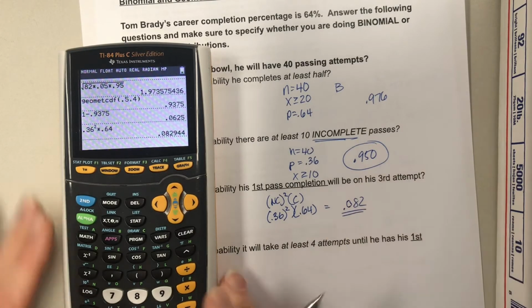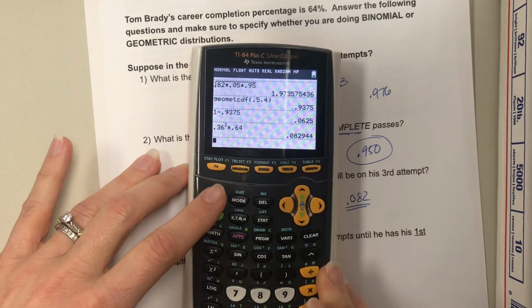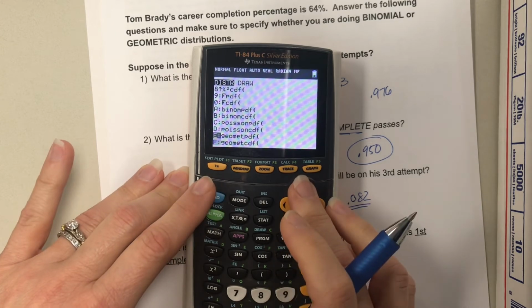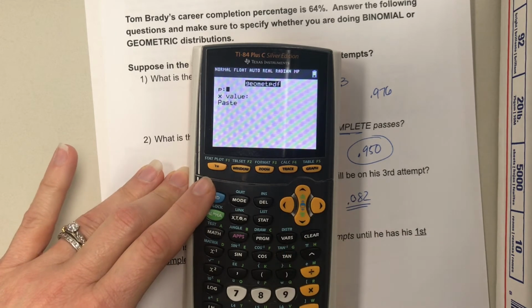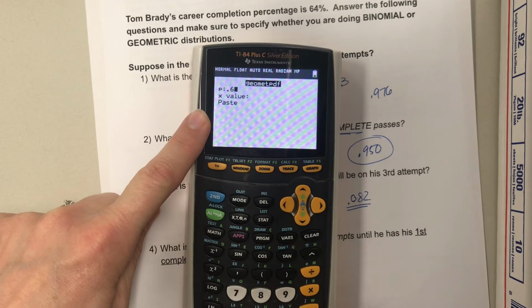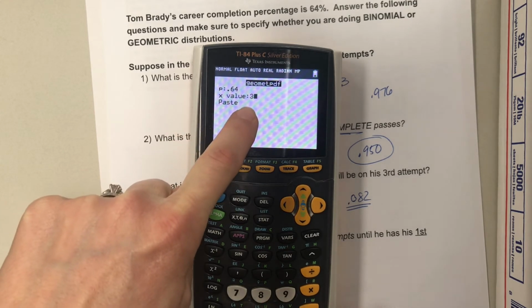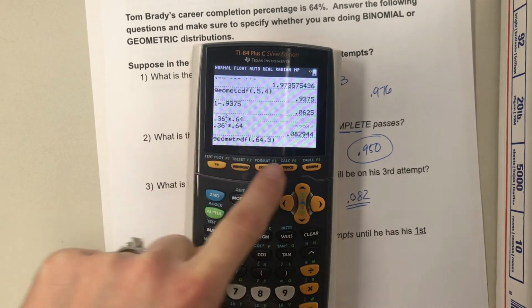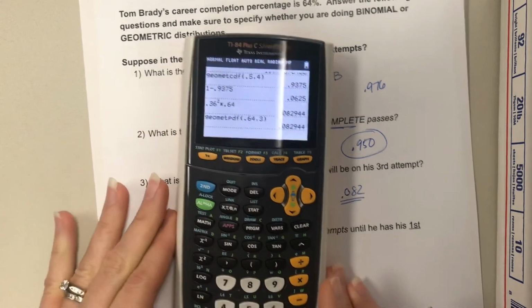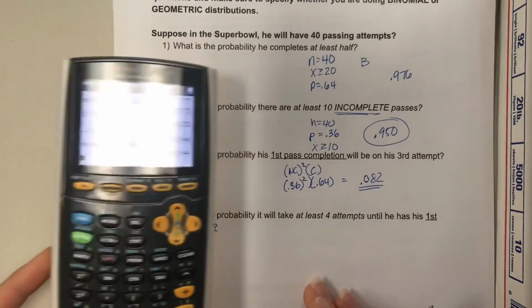We could have done the same thing with geometric PDF. So if we do second distribution and PDF, what you want to do is your completion value, 0.64, and the 3rd, that he gets exactly the 3rd try. And we're going to get it's exactly the same. So whatever method you like is fine.